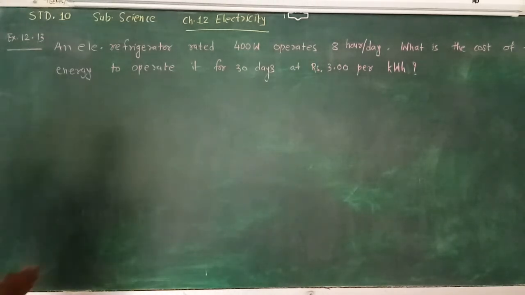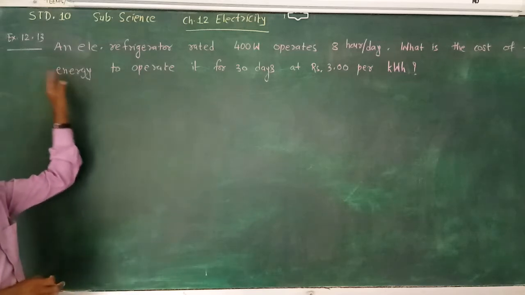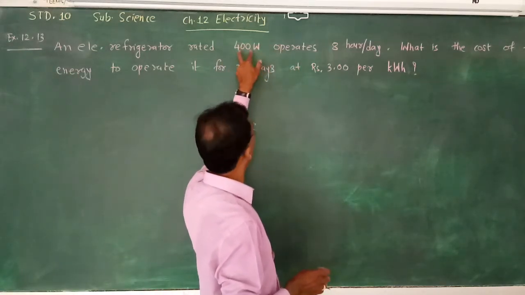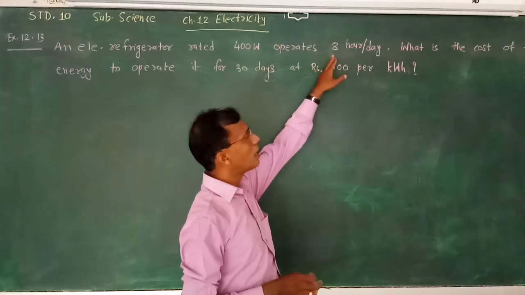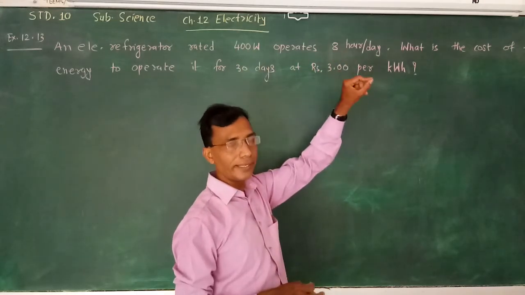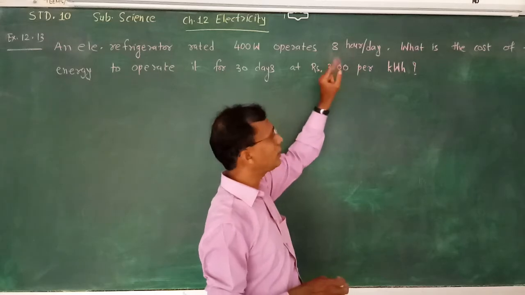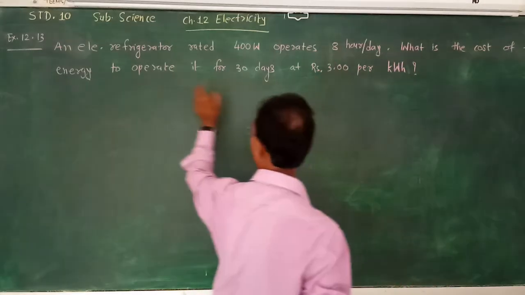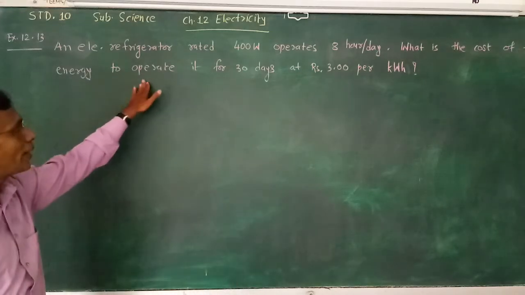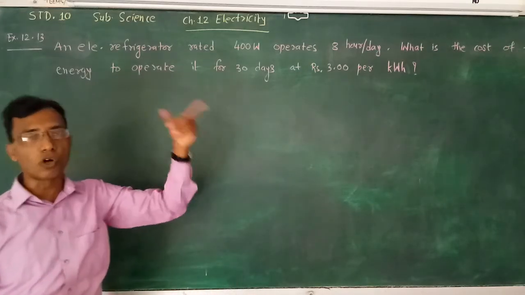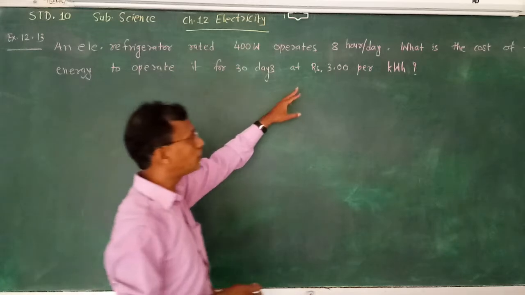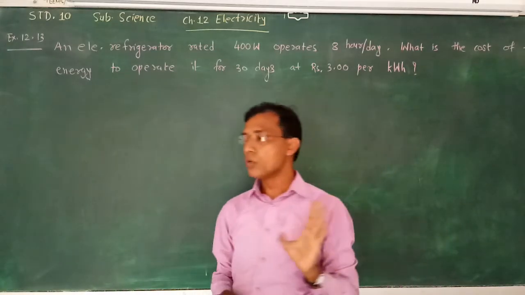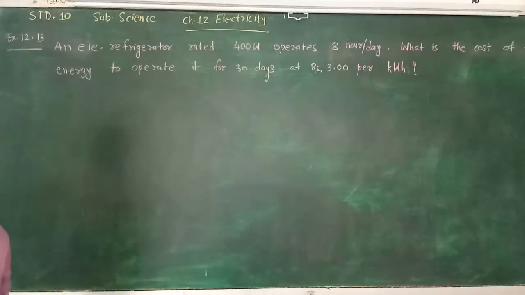Okay, now the last example is like this. An electric refrigerator rated 400 watt operates, the power value is given as 400 watt, for 8 hours per day. It will be on 8 hours per day. What is the cost of the energy to operate it for 30 days, that is for 1 month, at the rate of 3 rupees per kilowatt hour? We have to find out the cost for 30 days.